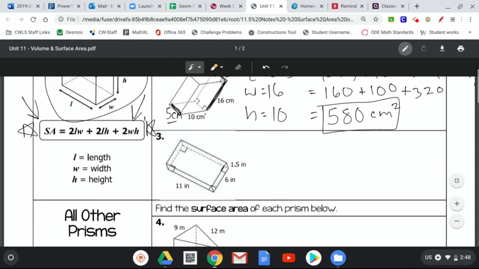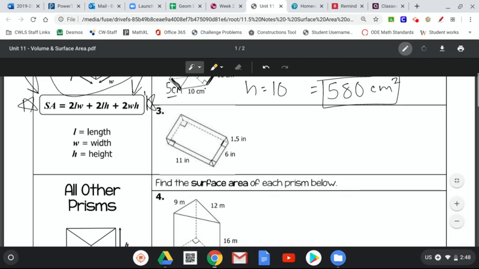Okay. Now, lastly, we have number 3, and this is going to round out our rectangular prisms. So we have to find a length, a width, and a height. Length, width, and height. So for this, our length right here is going to be 11. Our width is going to be 6. And the height of the object, how far it's off the ground, is going to be 1.5.